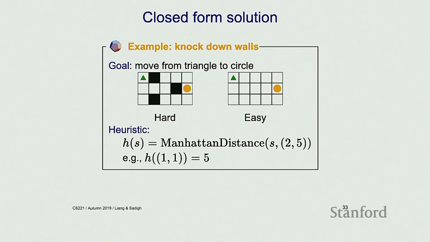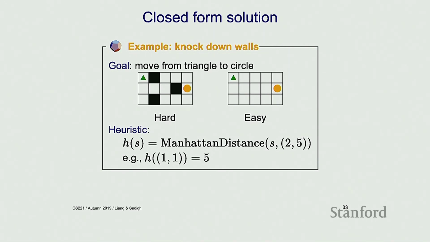Now I actually have a closed form solution for getting the triangle to the circle. I can just compute the Manhattan distance, and I can use that as a heuristic. Again, it's not going to be actually what the future cost is, but it is an approximation for it. So usually you can think of heuristics as these optimistic views of what the future cost is. It's an optimistic view of the problem.